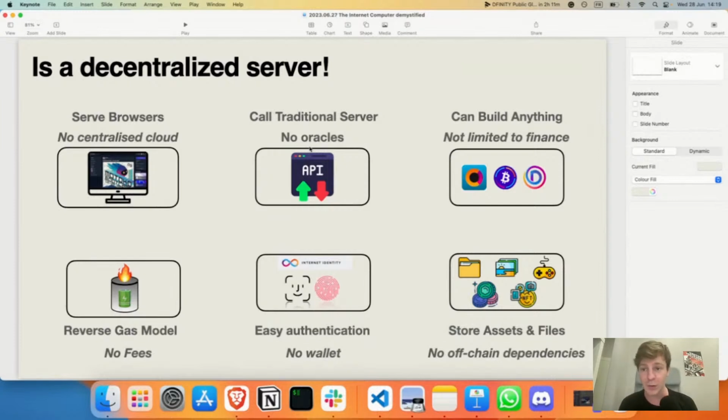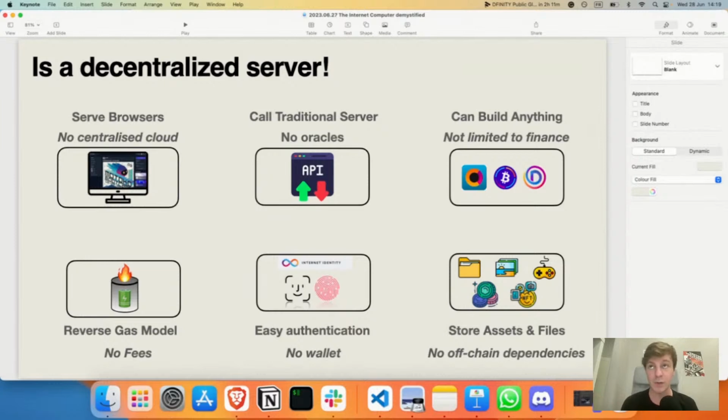So you can directly go into your browser and access a website. We will do it later when we access Discover. You can also call normal servers, so you don't need to have an Oracle. If you need some information within your canister, like the price of a currency or the weather for today, you can just call this server.